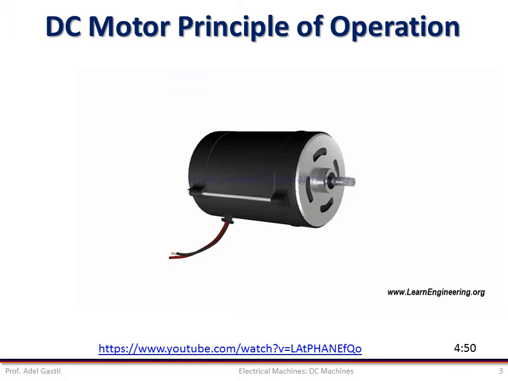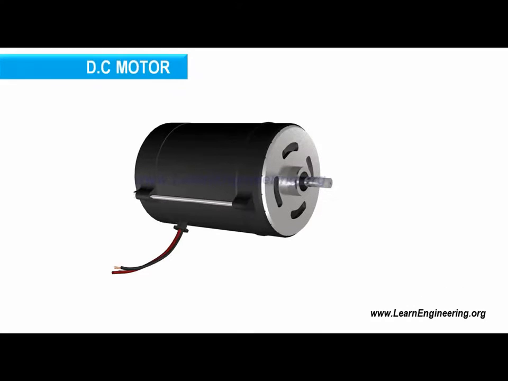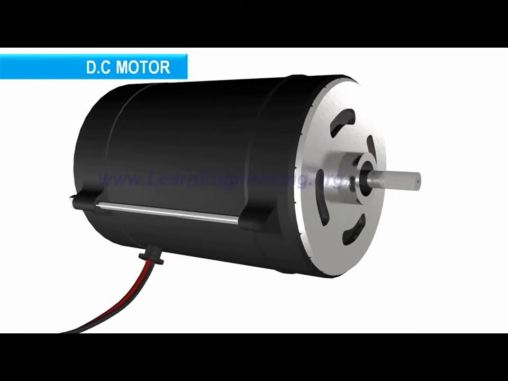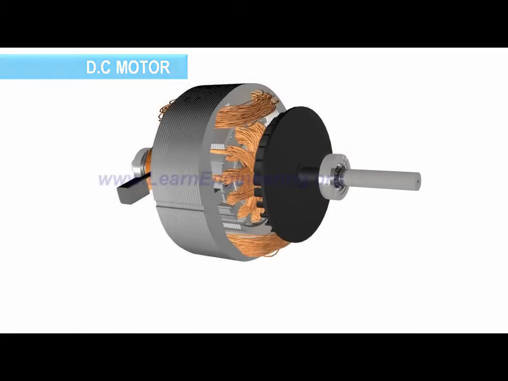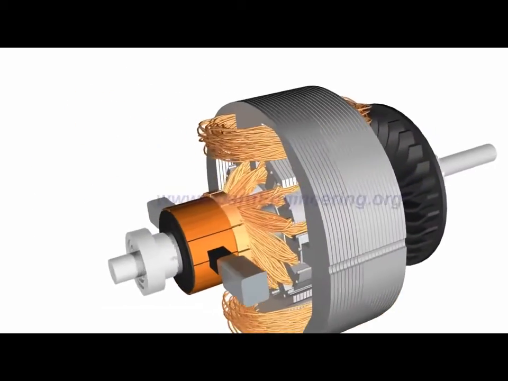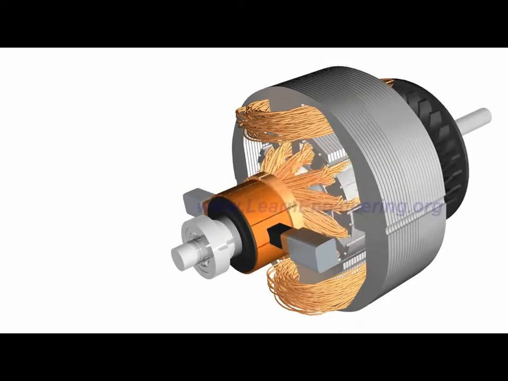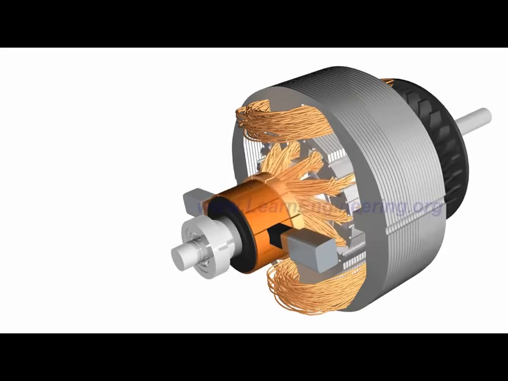I will start by showing to you an animation that describes the DC motor principle of operation. It is available at YouTube at the link that is provided below and in the video description also. You can find DC motors in many portable home appliances, automobiles, and types of industrial equipment. In this video, we will logically understand the operation and construction of a commercial DC motor.